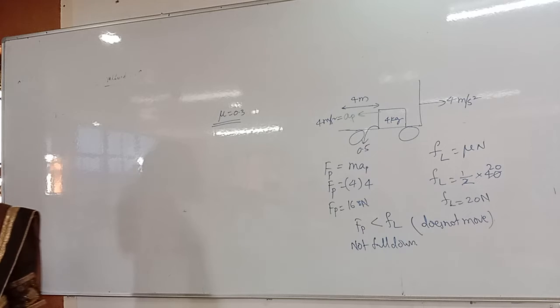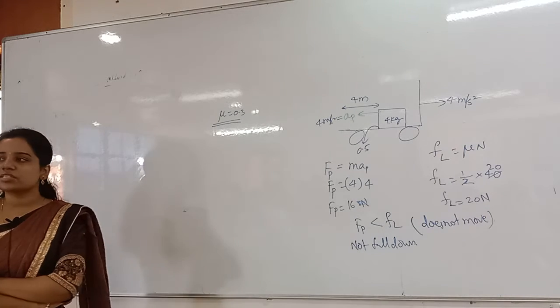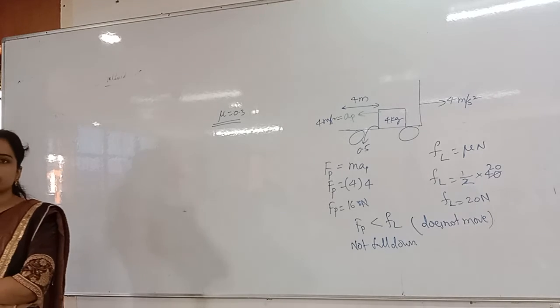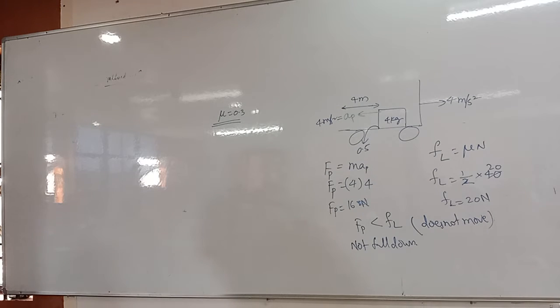Time taken to fall down, you have to find out. No, wrong. Did they give any initial velocity there? Initial velocity is 0. The body was at rest on the truck. You cannot get it by t equals u by mu g. You cannot get it by that. Distance they have given, clearly 4 meters is the distance. Use s equals ut plus half a t square. That will be easy.